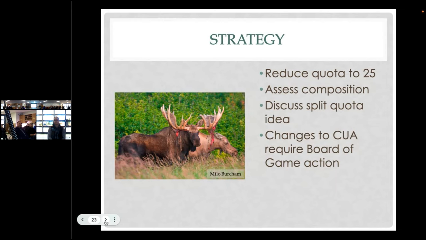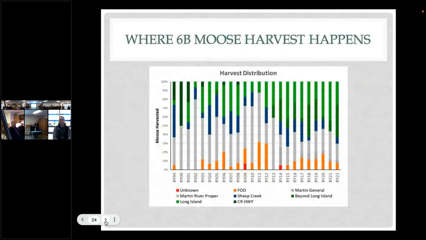So I know I'm going to get this question, so I made the graph, and I'm putting it up here. People want to know the distribution of harvest and where the moose in the Martin are coming from. So these dark blue bars here are moose that were taken in Sheep Creek. Anything above that in the green are moose that were taken from Copper River Highway, Long Island, basically accessible to, supported by a vehicle. Anything below the blue bars are boat supported or airplane supported.